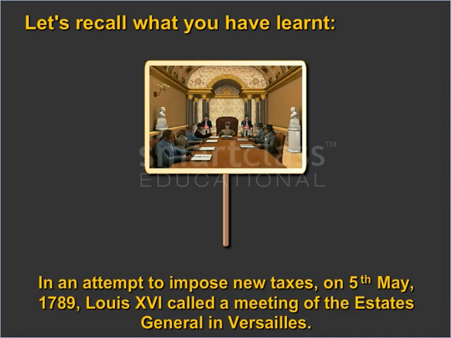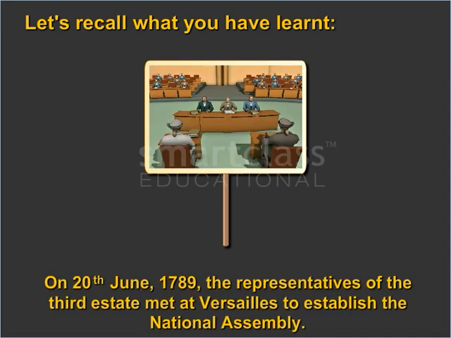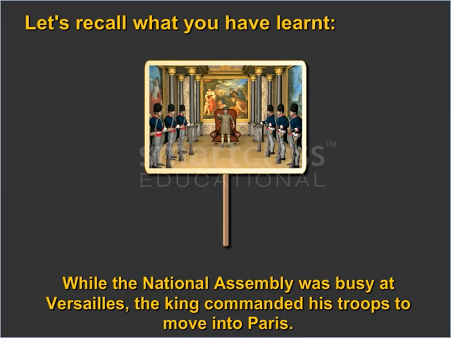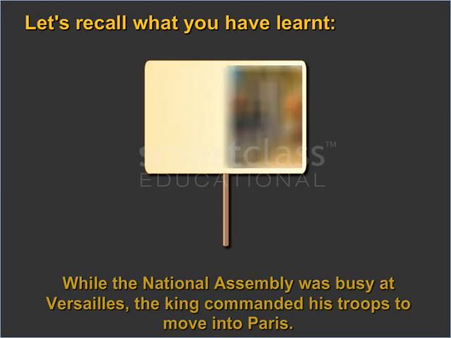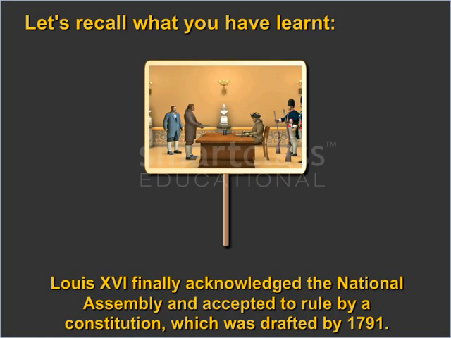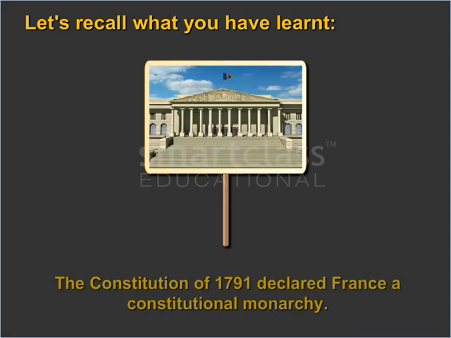In an attempt to impose new taxes, on the 5th of May 1789, Louis XVI called a meeting of the Estates General in Versailles. On the 20th of June 1789, the representatives of the Third Estate met at Versailles to establish the National Assembly. While the National Assembly was busy at Versailles, the king commanded his troops to move into Paris. In response to this, people of France stormed and destroyed the fortress prison Bastille on the 14th of July 1789. Louis XVI finally acknowledged the National Assembly and accepted to rule by a constitution, which was drafted by 1791. The Constitution of 1791 declared France a constitutional monarchy.